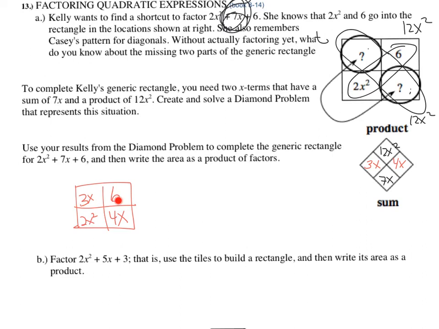So now we look at each row and pull out the common factors. 3x and 6 are both divisible by 3. 2x squared and 4x are both divisible by 2x. 2x squared and 3x both have an x, and x times 2x is 2x squared, x times 3 is 3x. 4x and 6 are both even, meaning they're divisible by 2, and 2 times 2x is 4x, 2 times 3 is 6. So our factored form is 2x plus 3 times x plus 2.